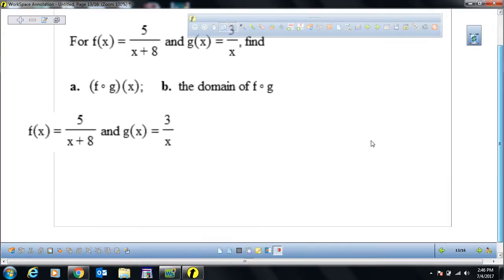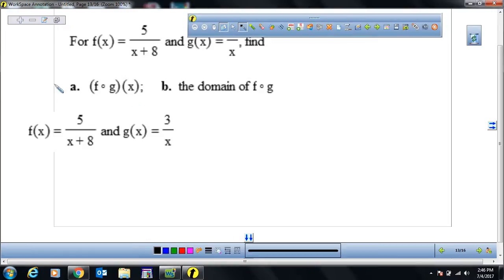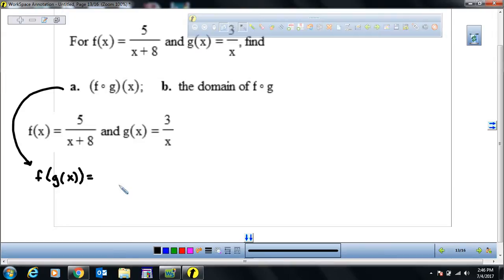So, what does it mean by the composition? I need to substitute, to find f of g. That letter A, which is f of g, means that we need to substitute the function g, which is 3 over x, into every x of your function f. So you need to replace it into this x down here. So that function f of g, therefore, is going to look like this: 5 over x, but the x is going to be replaced with 3 over x, and then we have a plus 8.